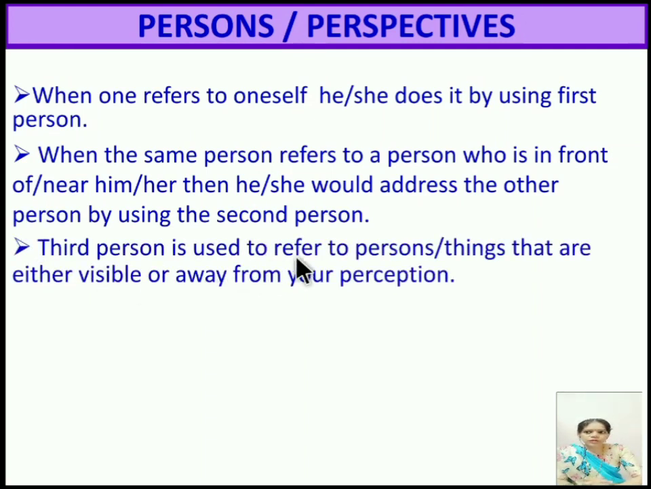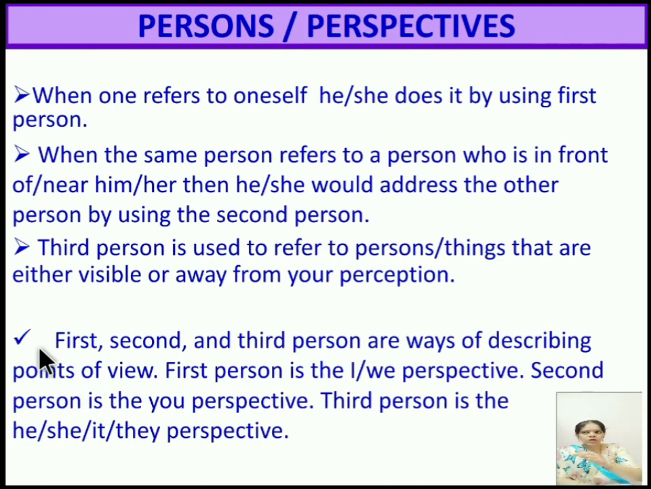And the third person is used to refer to persons or things that are either visible or away from your perception. Like I told you, I the speaker, first person, you the listener, the second person, and the third person, the object, thing, situation or scene that we are talking about would be referred to as the third person, right? Now let's see what we have understood from this slide.